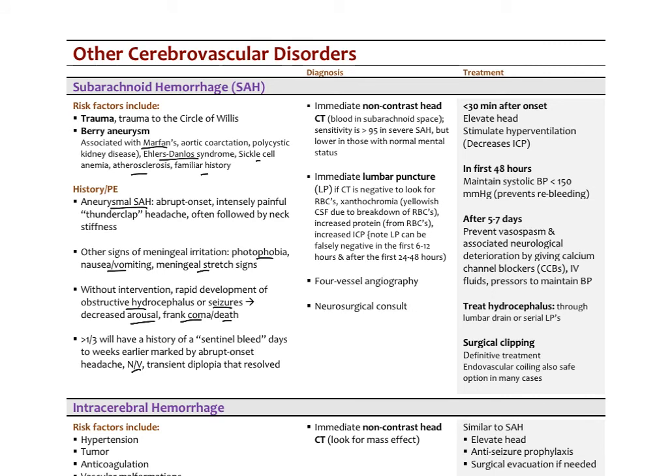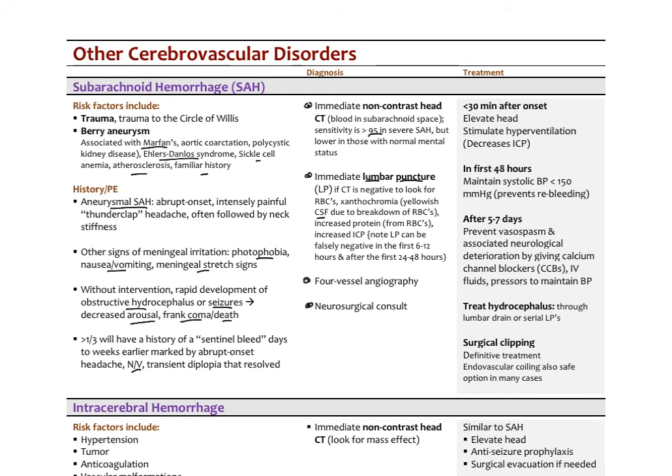The diagnostic procedure here is, again, this is a red flag, immediate referral to the ED. This would be a non-contrast CT of the head, and that has about a 95% sensitivity in severe subarachnoid hemorrhages, but lower in those with normal mental status. And then secondarily, an immediate lumbar puncture. What that's going to be looking at is the presence of red cells or broken down red cells, or yellowish CSF due to the breakdown of red cells, and that can tell you that there's been a bleed there. Then 4-vessel angiography, and then a neurosurgical consult. Again, this is all going to be done in the ED and ICU.